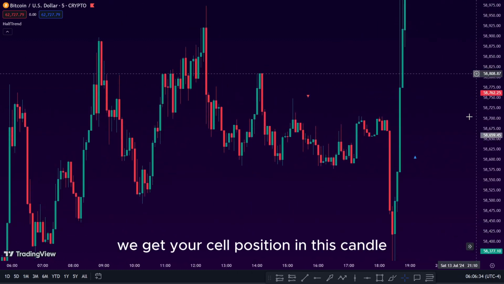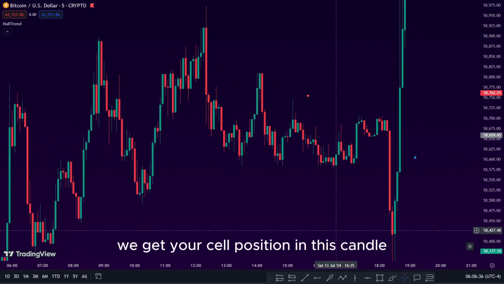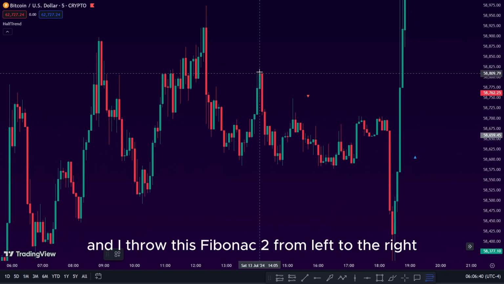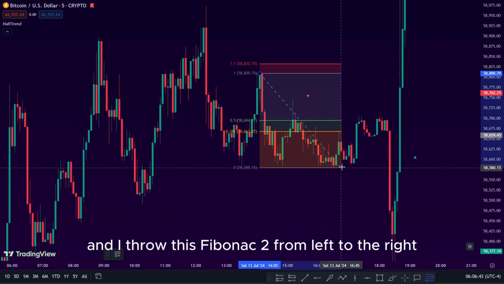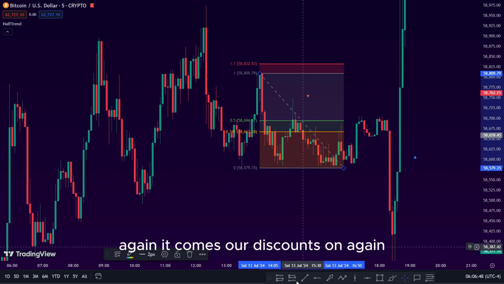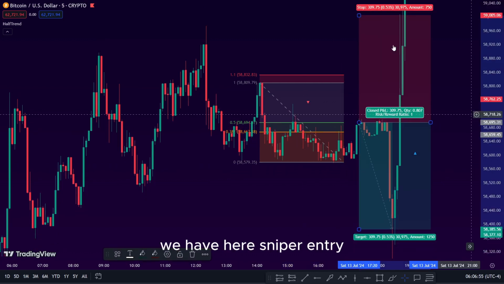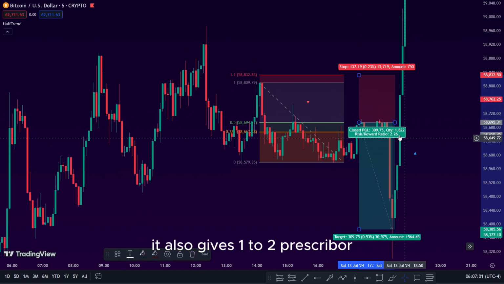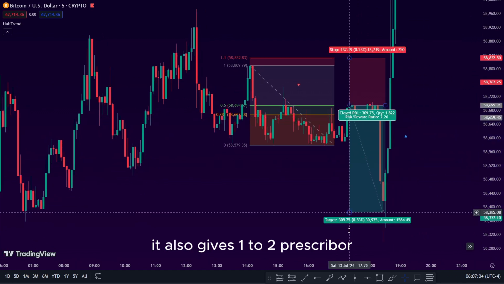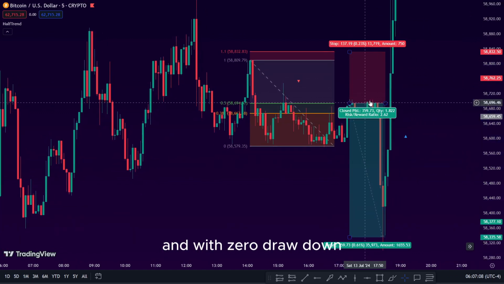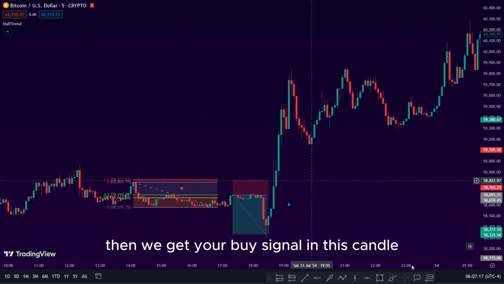As you see here, we get here sell position in this candle, and I draw this Fibonacci tool from left to the right. Again, it comes our discount zone. Again, we have here sniper entry, you see here. It also gives 1 to 2 risk reward and with 0 drawdown. Then we get here buy signal in this candle.